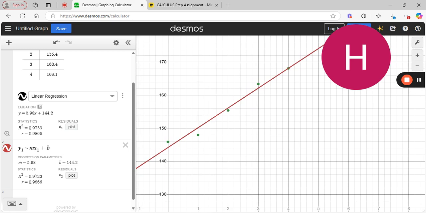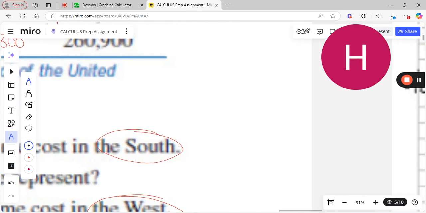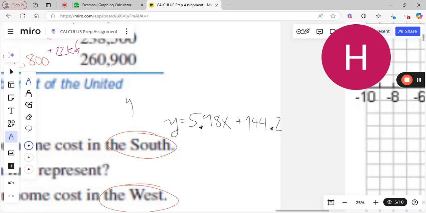All right, so that is the regression equation. We have y equals 5.98x, and I think rounding it to 2 decimal places is plenty, plus 144.2. This is the linear regression for the single-family homes in the South. And remember, this is in thousands. So these values are in thousands.